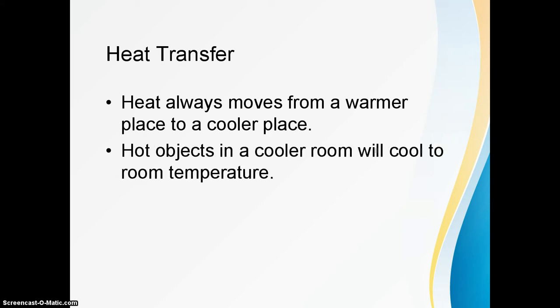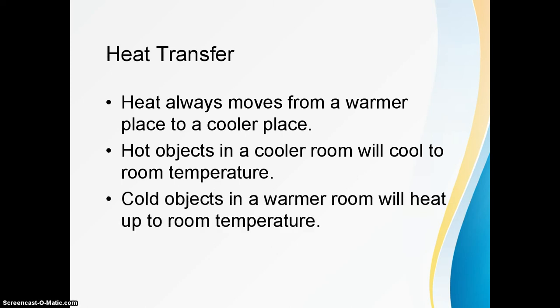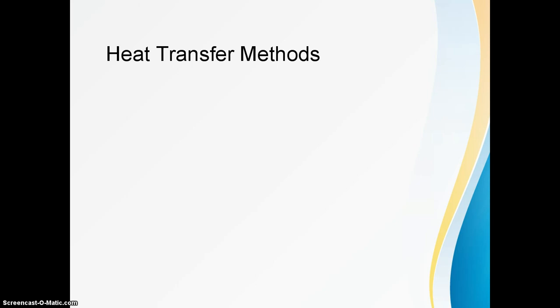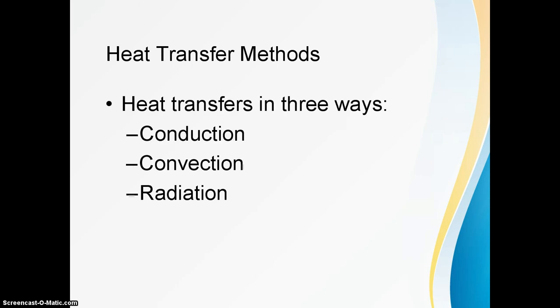Next, hot objects in a cold room will cool to room temperature. This obviously takes place in heat transfer. Third, cold objects in a warmer room will heat up to room temperature. This is again vice versa. Next, heat transfer methods. Heat is transferred in three ways: one is conduction, second is convection, third is radiation.